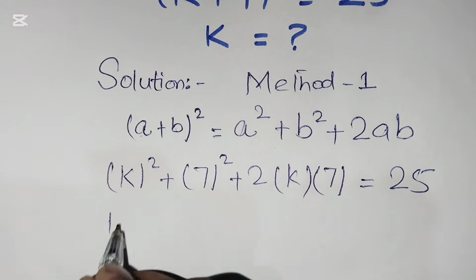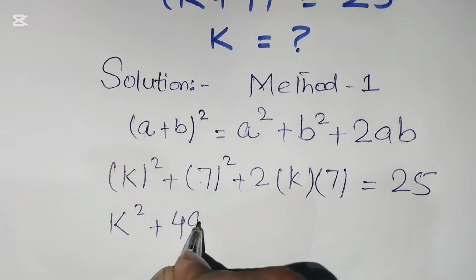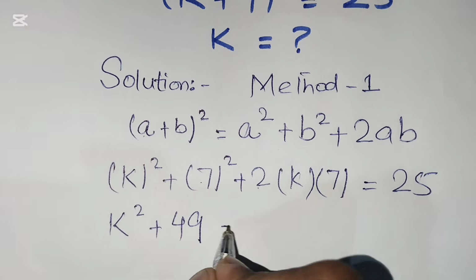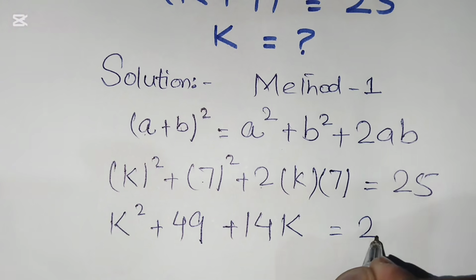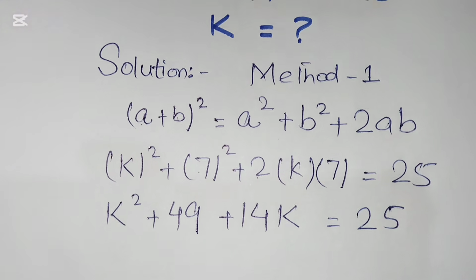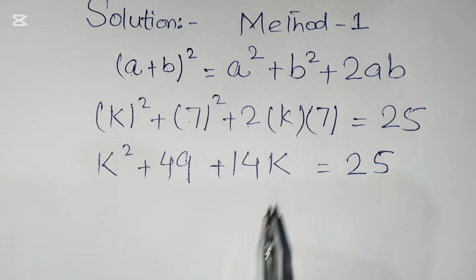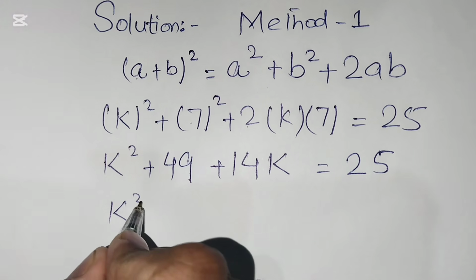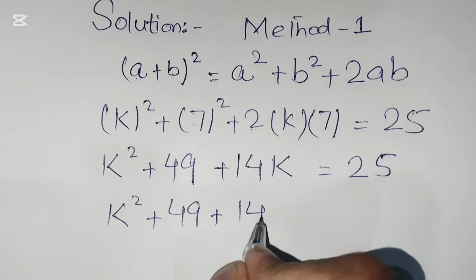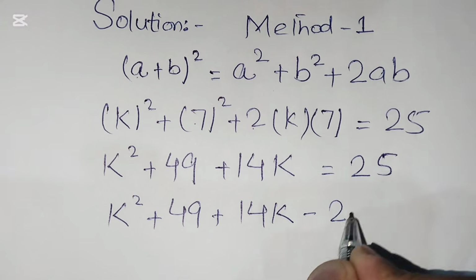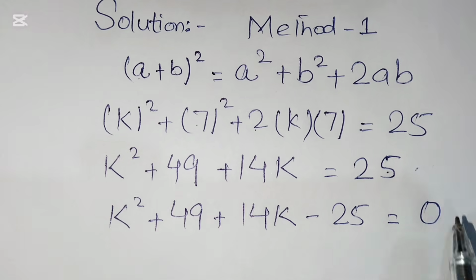This is k square. 7 square is 49. 2 into 7 is 14k, equal to 25. Now we will subtract this 25 on both sides of the equation. We get k square plus 49 plus 14k minus 25 is equal to 0. 25 minus 25 is 0.